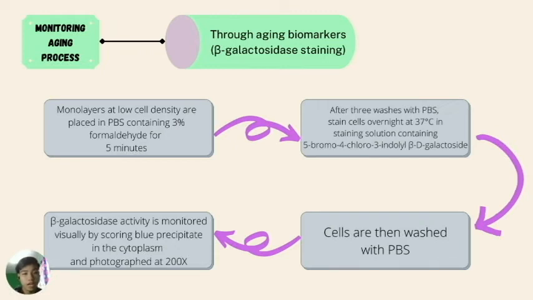beta-D-galactoside. And next, cells are then washed with PBS. And lastly, beta-galactosidase activity is monitored visually by scoring blue precipitate in the cytoplasm and photographed at 200x.